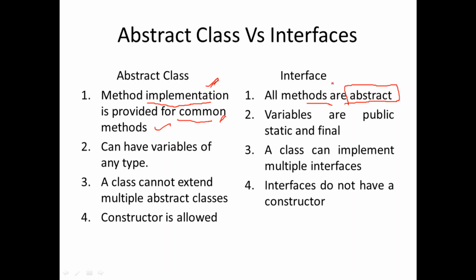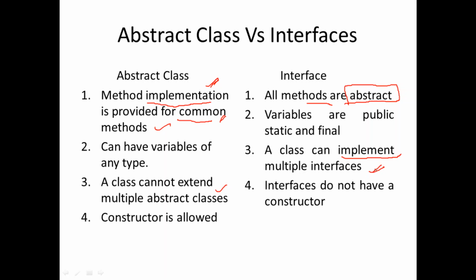And one more difference between an abstract class and an interface is that an abstract class doesn't support multiple inheritance, right? A class cannot extend multiple classes. Whereas using interfaces, you will get some kind of multiple inheritance. A class can implement multiple interfaces. So these are some of the important differences.